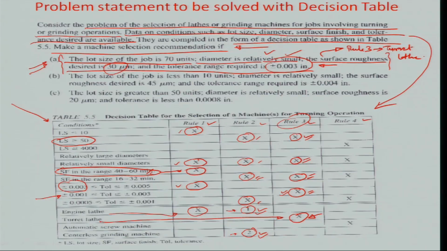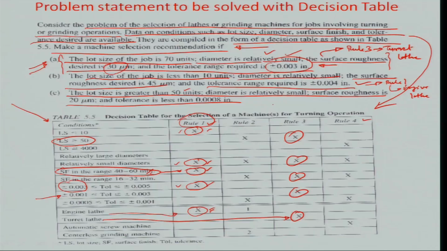Similarly, let's talk about the second problem here, which describes a lot size of the job being less than 10 units, and the diameter is relatively small. The surface roughness desired is about 45 microns and the tolerance range required is about plus minus 0.004 inches. So obviously if we look back into this particular table here, lot size less than 10 corresponds to rule 1 condition. Okay, and the diameter is relatively small, so again there is a validation here. Obviously the roughness desired is about 45 microns, which is in the 40 to 60 micron category right here, and then of course the tolerance range is plus minus 0.003, which is again close to what this has to report, and therefore automatically it means that the engine lathe condition is followed. So in situation B, rule 1 is obeyed.